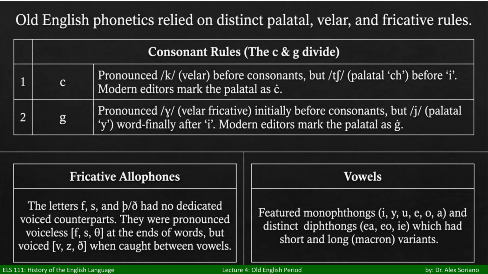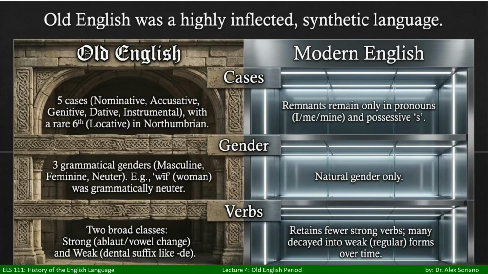Old English had 6 short pure vowels, plus distinct diphthongs, each able to appear in a short or long version, marked with a macron. Now, the grammatical heart of Old English, it was structurally a highly inflected synthetic language. Recall that term from our lecture on Proto-Indo-European. This table compares it directly against modern English.